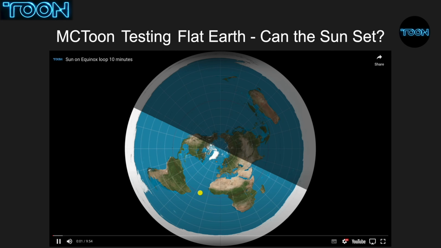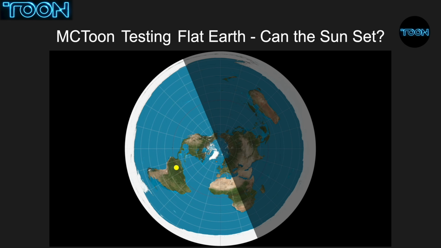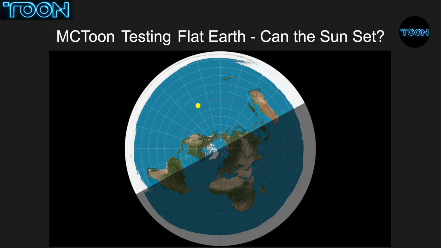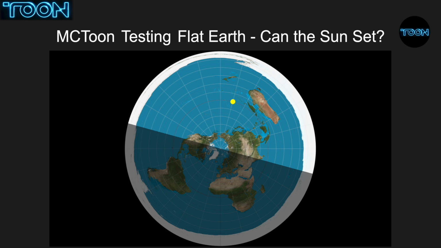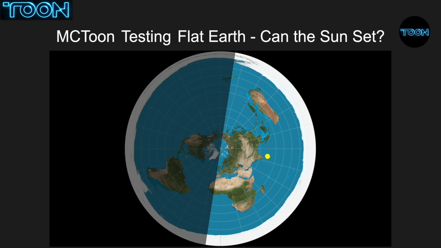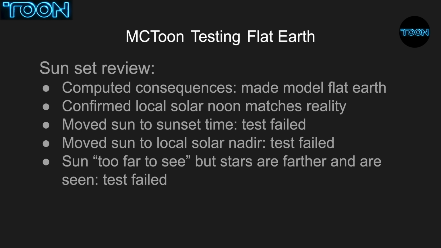All right, I made this animation of the flat Earth. Somehow the light gets just to the North Pole, and also to the edges there. The distance doesn't make sense. I don't know how. Anyway, so to review, we computed the consequences. We made a model of flat Earth right here. We confirmed the local solar noon matches reality, 45 degrees from Minneapolis up to where the sun is. It's the angle I personally measured. Anybody can do it any day of the year to their location as well.